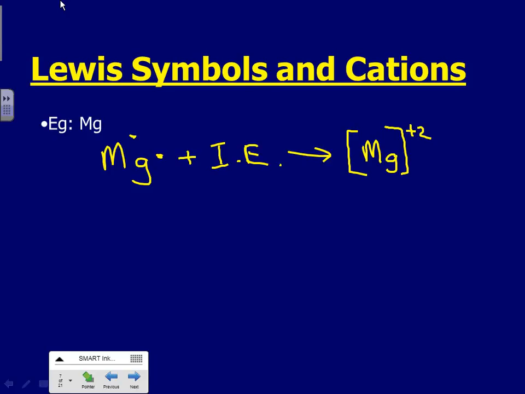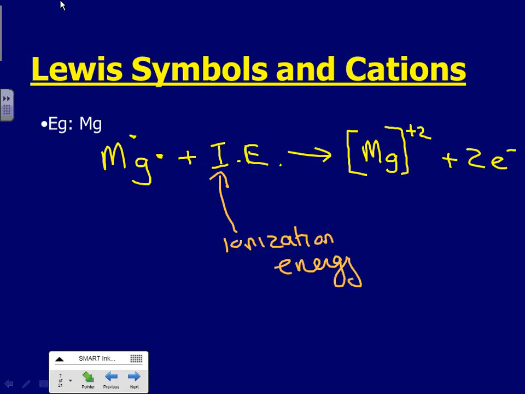This is for Lewis diagrams. In a moment, I'm going to show you how to draw an ionic equation. It's even simpler, and we don't need the square brackets. And then we need our 2 electrons that go with that. Okay? So again, this symbol right here is the ionization energy. All right?